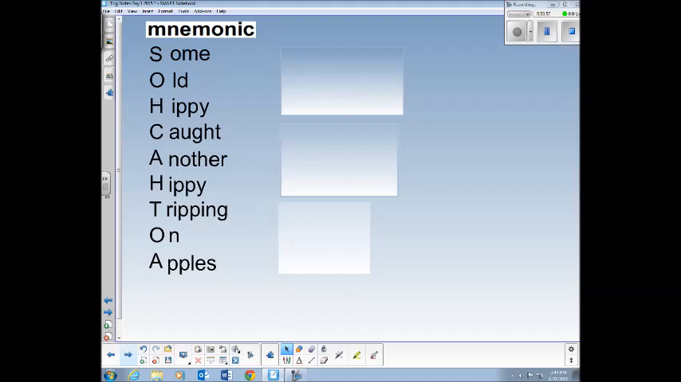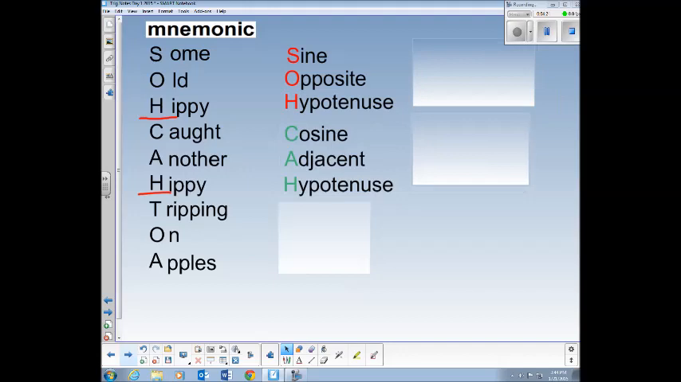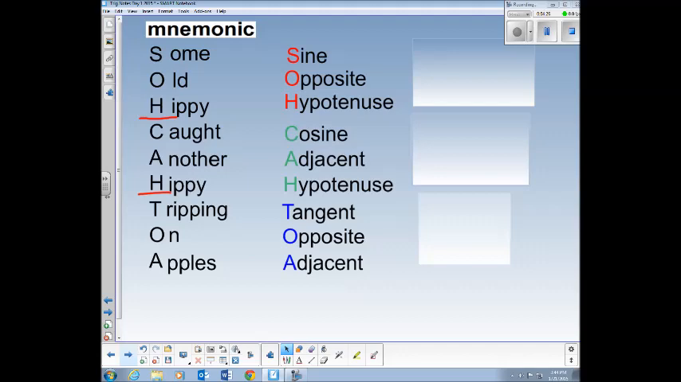Here is a mnemonic to help you remember. There are other mnemonics that you might know, like PEMDAS or Please Excuse My Dear Aunt Sally, that we use to help remember different things in math. So, some old hippie caught another hippie tripping on apples, where we have the first part here, the second part there, and then the third part. And so what we get out of this is sine opposite over hypotenuse, cosine adjacent over hypotenuse, tangent opposite over adjacent. And so these are our setups.